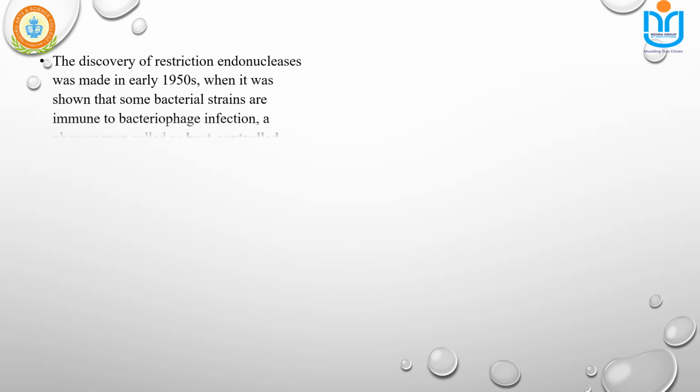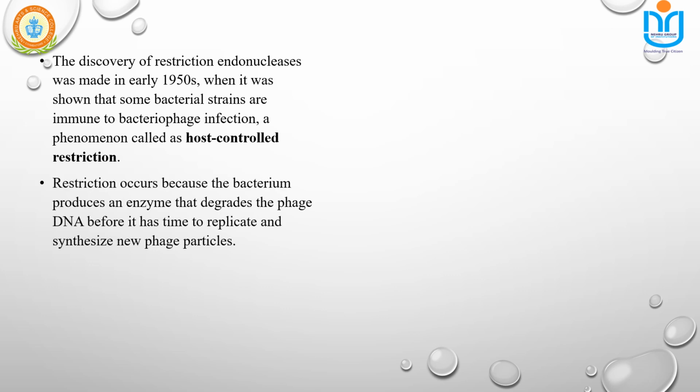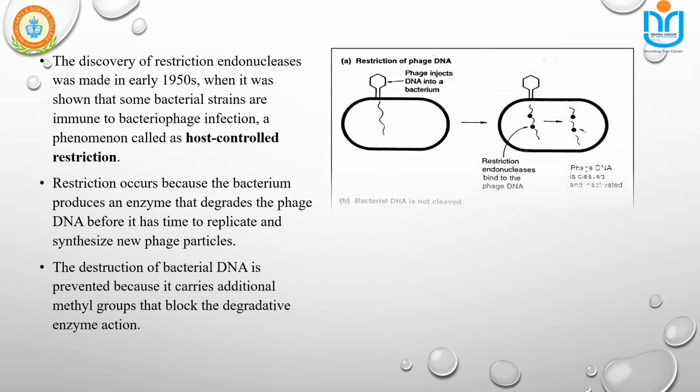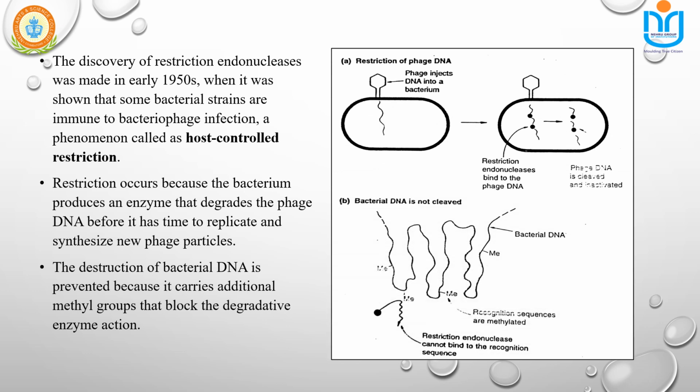The discovery of restriction endonucleases was made in the early 1950s when it was shown that some bacterial strains are immune to bacteriophage infection, a phenomenon called host-controlled restriction. Restriction occurs because the bacterium produces an enzyme that degrades the phage DNA before it has time to replicate and synthesize new phage particles. The destruction of bacterial DNA is prevented because it carries additional methyl groups that block the degradative enzyme action.